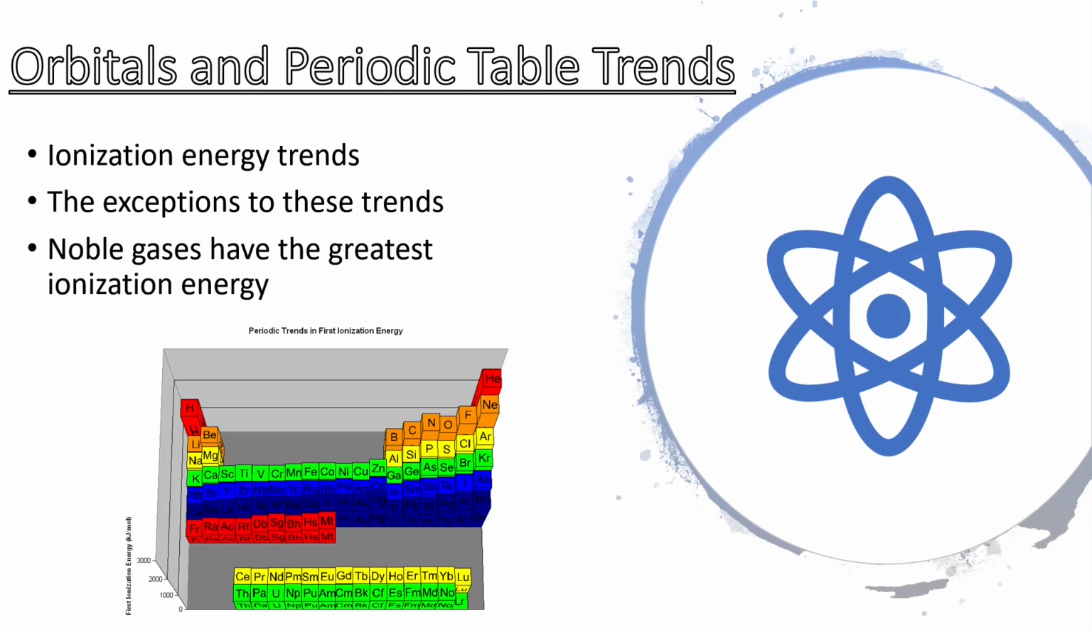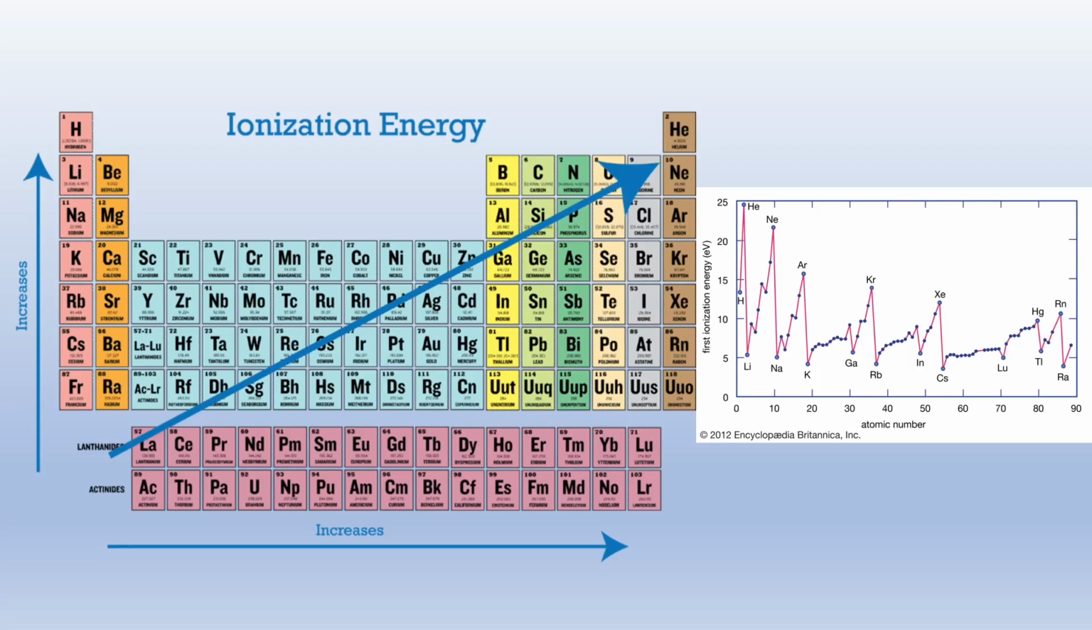As you can see on the bottom of the screen, there is a photo that depicts the periodic trends in first ionization energy in 3D. The photo on the left depicts the ionization energy trend of the periodic table, which I had described. And then on the right depicts the exceptions to the trend. So you can see that there are quite a few exceptions.